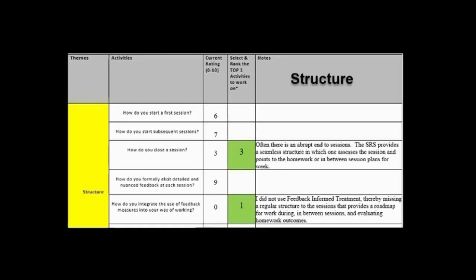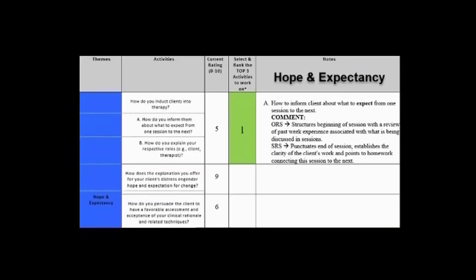There's several other structure related goals that we had here. And then we move into what's called the hope and expectancy elements of practice. I selected as my third stretch goal, A on this list here, how do you inform them about what to expect from one session to the next?